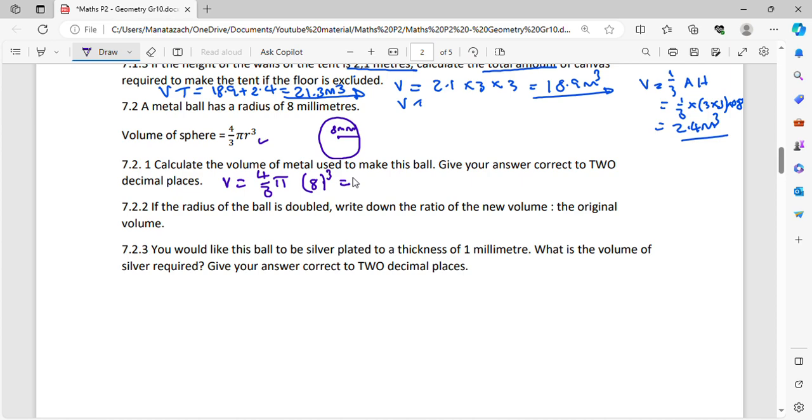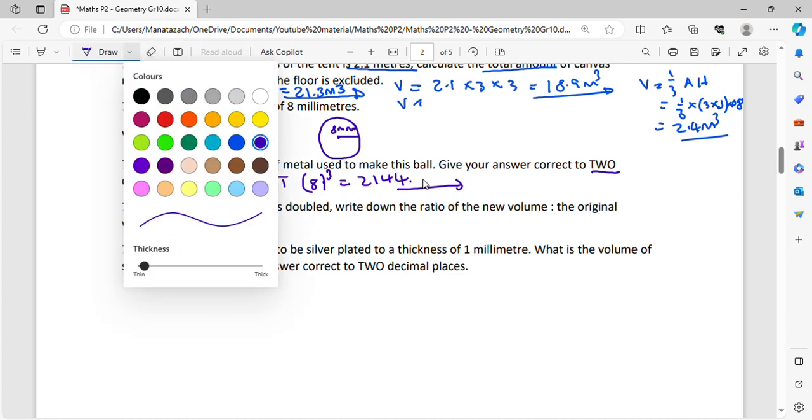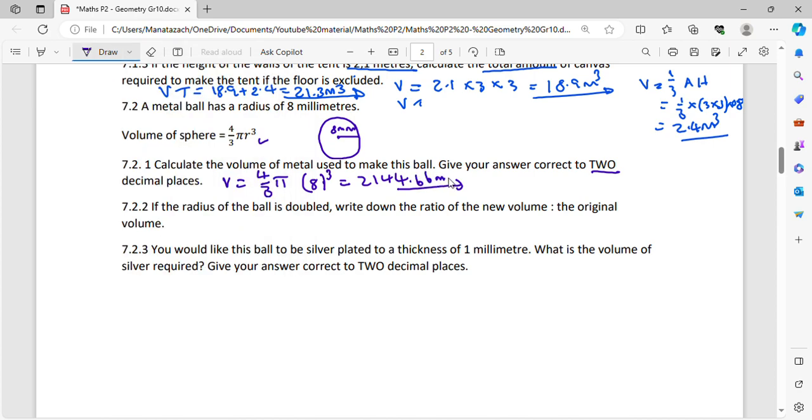So what do you get? 8 cubed times pi times 4/3. Your volume is 2144.66 cubic millimeters. Since the answer is required in 2 decimal places, let's do what we're asked to do here. So here you'll have 2144.66 cubic millimeters.